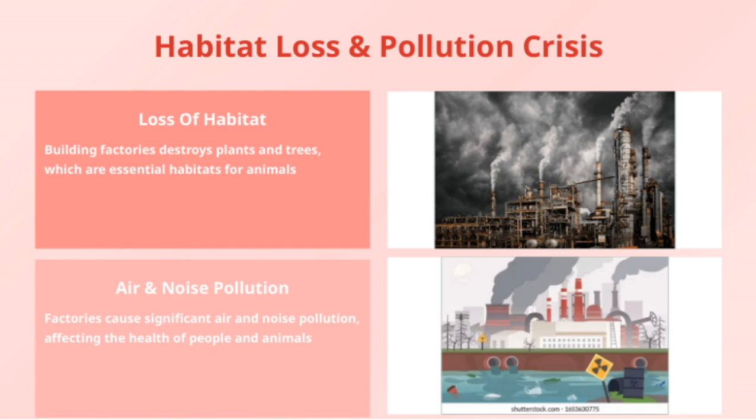Building factories often means clearing out plants and trees. These green spaces are incredibly important because they serve as habitats for many animals. When we destroy these natural areas, we're also causing a loss of habitat, which threatens the survival of countless species. So, as we look at the bigger picture, it's clear that factory development contributes to a dual crisis: pollution that harms health and the destruction of habitats that threatens wildlife. Addressing this issue is crucial if we want to protect both our environment and the health of all living beings.